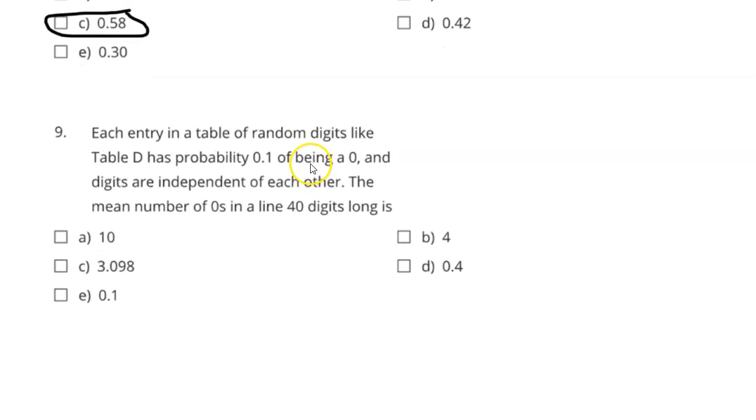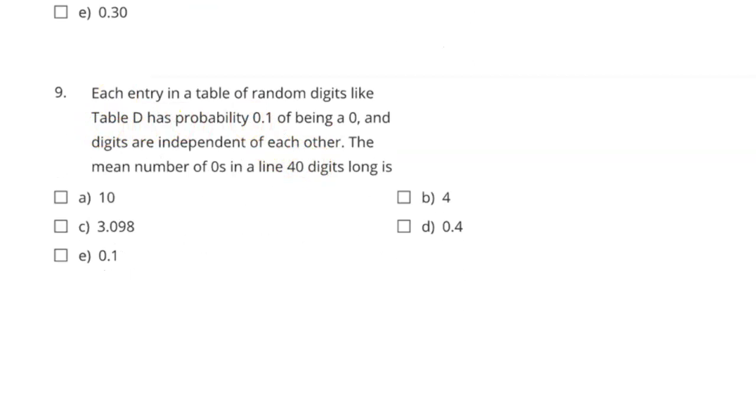Each entry in the table of random digits, like table D, remember table D? Oh man, from all those years ago, seems like years, has a probability 0.1 of being a 0. And the digits are independent of each other, which means the first digit doesn't affect the next digit. You could have a 0 and then a 1, a 0 and then a 2. You could even have a 0 and then a 0. It doesn't really affect each other.